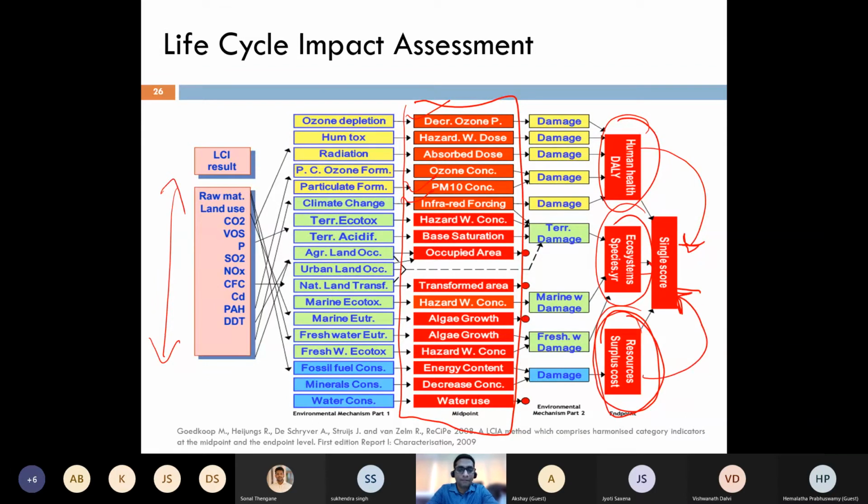So the emissions that we have can be quantified either as midpoints, which are very easy to quantify but don't make much sense to the policymakers or the layman, or as endpoints, which make much more sense, but the quantification or the relationship between them is not very well developed.